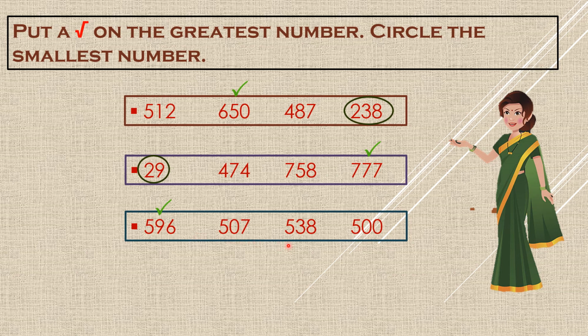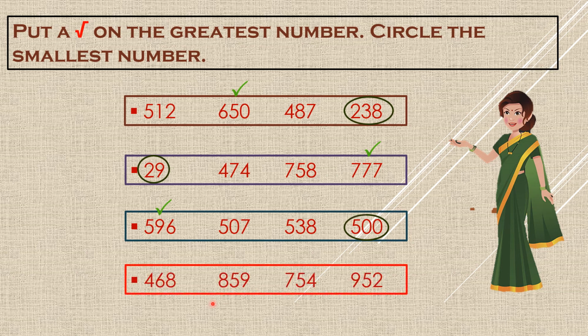Coming to the smallest one, let's compare the tens digit once again. 0, 3, 0. So the smaller number is 0, but we have two zeros, one in 507 and one in 500. So let's compare the next digit, the ones digit, 0 and 7. So 0 is smaller than 7. So 500 is the smallest number.